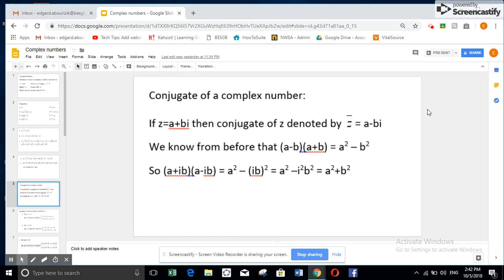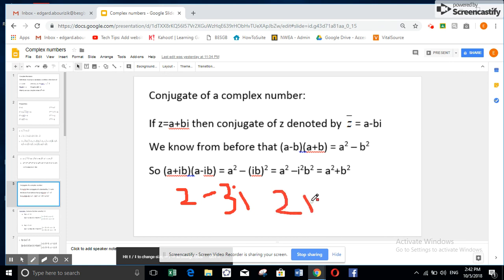Let us introduce the conjugate of a complex number. The conjugate, if z equals a plus ib, is denoted by z bar or sometimes z star. You keep the real as it is, but you change the imaginary. So, for example, if you have 2 minus 3i, the conjugate of 2 minus 3i is 2 plus 3i. You keep the real as it is, only you change the imaginary. We're going to see why.